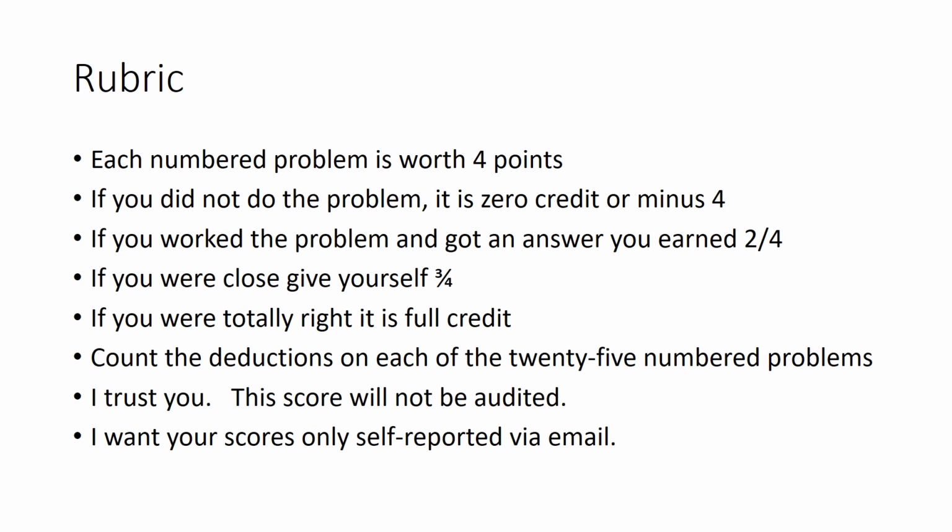Each numbered problem, and there are 25 problems, is worth 4 points. If you did not do a problem, it is 0 credit or -4. If you worked on the problem and got an answer, even if it's way wrong, you'll earn 2 out of 4. If you were close, give yourself 3 out of 4. If you were totally correct, of course, it's full credit.